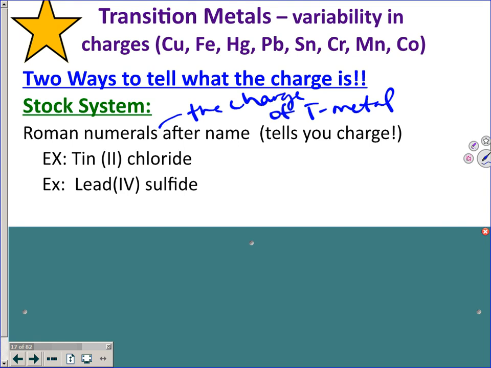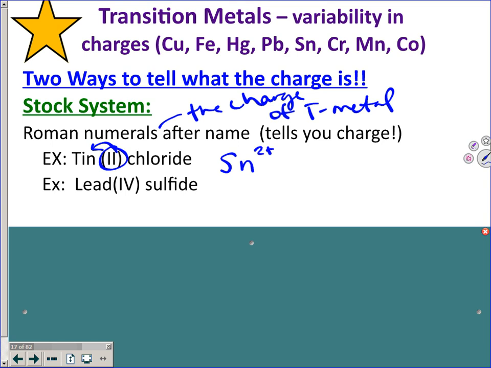So looking at this example, tin. Everybody find tin on the periodic table. What's the atomic number? 50. Oh, it's right here. Okay, everyone, what's the charge of tin? 2. How do you know? Because it says it. This Roman numeral is like, hey man, that's my charge. Okay, so there's a 2 charge here.